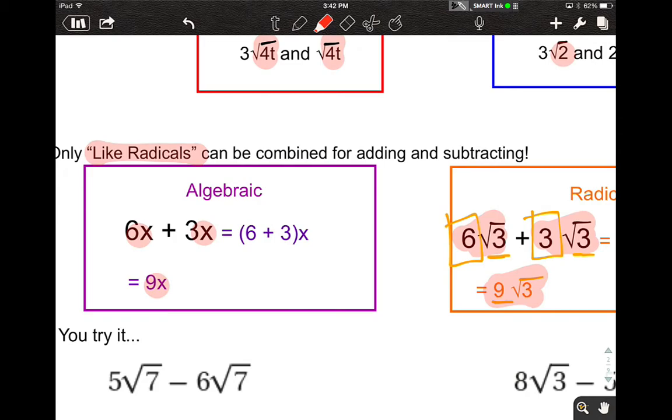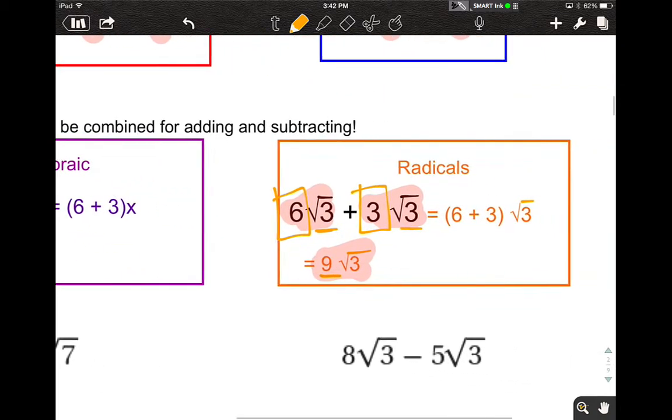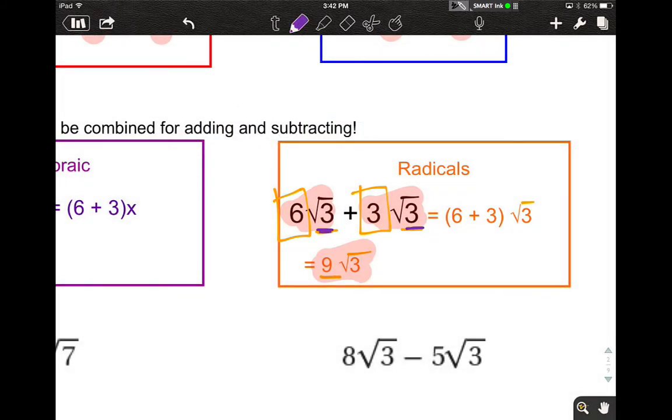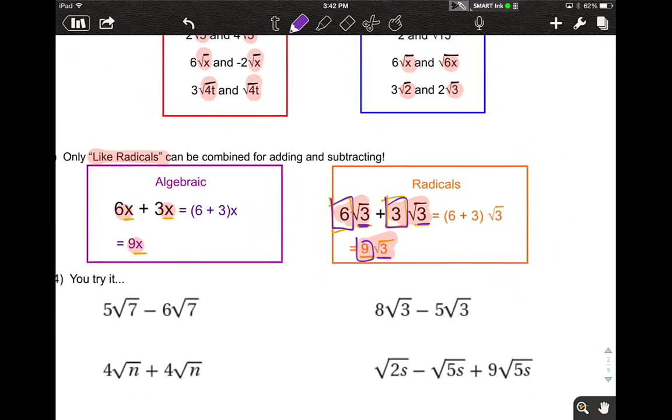We have 6x, 3x, we get 9x. Okay, that second piece, that part at the end just kind of comes along. It's the same with radical functions. This piece here, the square root of 3, square root of 3, square root of 3, just kind of comes along, and we add together the front pieces, okay? So this is adding or subtracting.